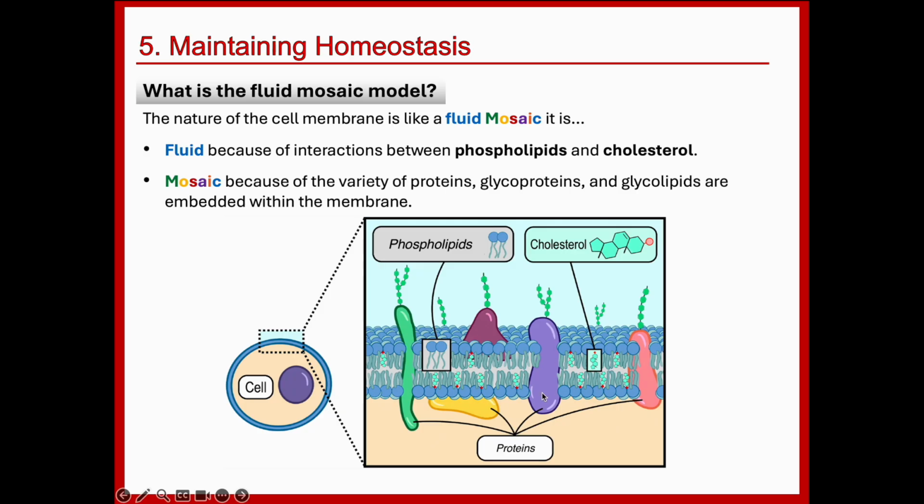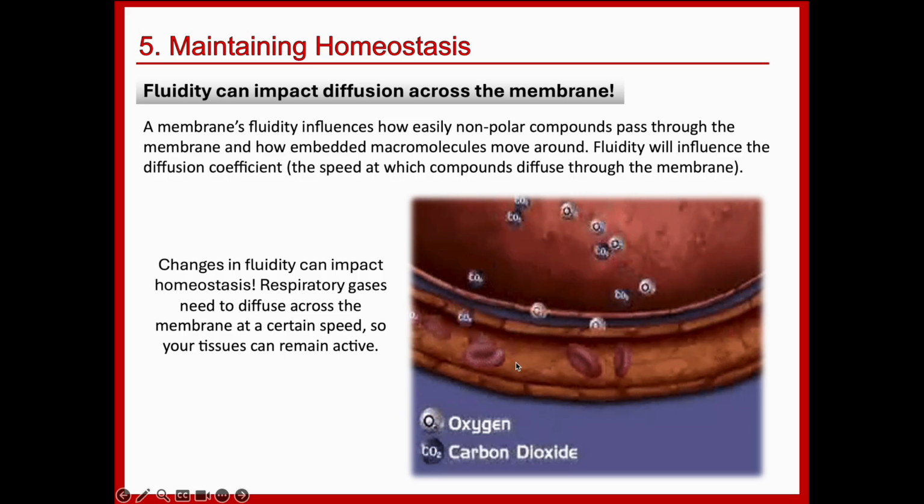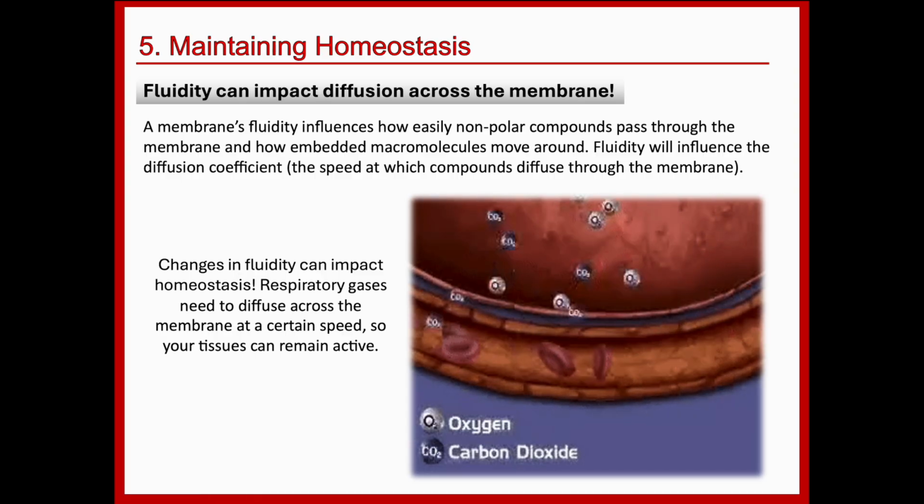If it's too rigid and cold, and not fluid, then they're not going to really move around and do their job. Fluidity will influence the diffusion coefficient, meaning the speed that these molecules go back and forth across the membrane. And changes in fluidity impact homeostasis. For example, respiratory gases need to diffuse across at a certain speed to keep your tissues active.